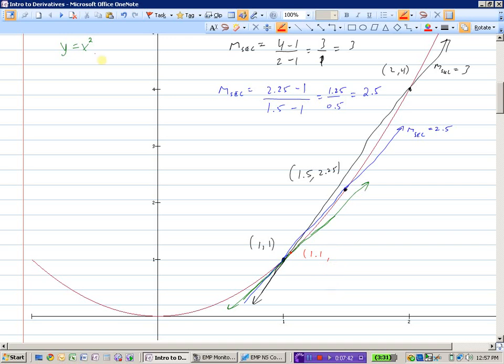Now, what would its y value be? You'd put 1.1 in here for x and square it. 1.1 squared is 1.21. And the slope of that secant line would be 1.21 minus the y value of the first point, and the x value of this point minus the x value of that point. So we would get a slope of 0.21 over 0.1. And 0.21 divided by 0.1 would be a slope of 2.1.